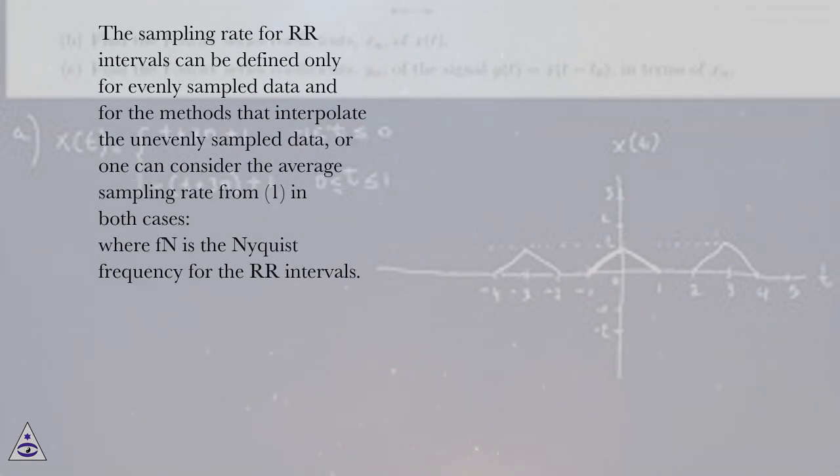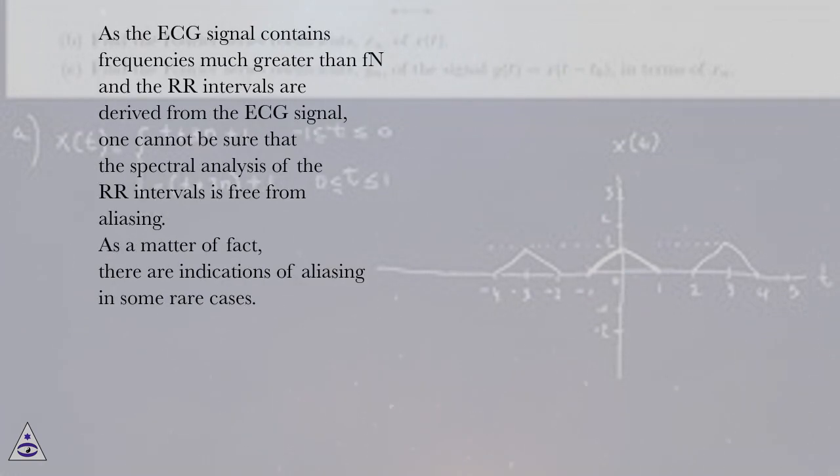The sampling rate for RR intervals can be defined only for evenly sampled data and for the methods that interpolate the unevenly sampled data, or one can consider the average sampling rate from 1, in both cases, where Fn is the Nyquist frequency for the RR intervals. As the ECG signal contains frequencies much greater than Fn and the RR intervals are derived from the ECG signal, one cannot be sure that the spectral analysis of the RR intervals is free from aliasing.